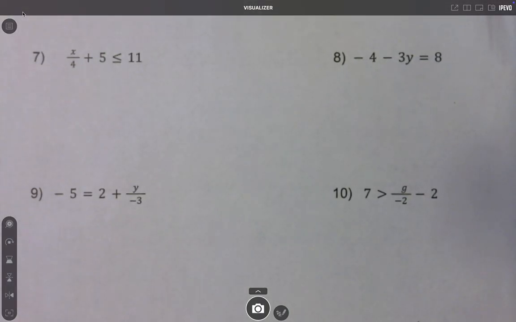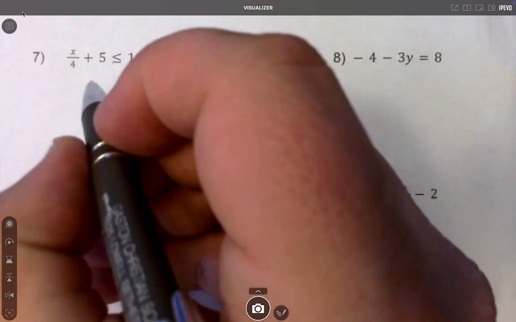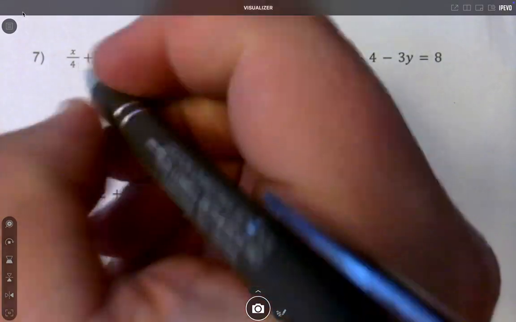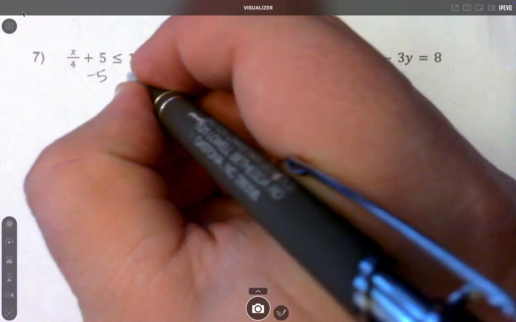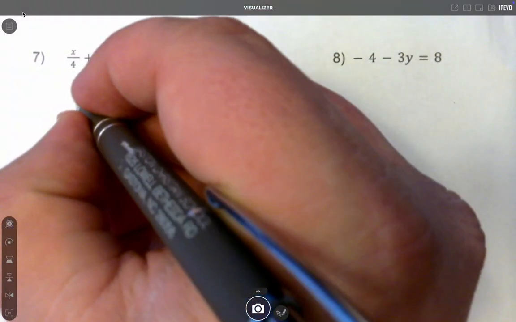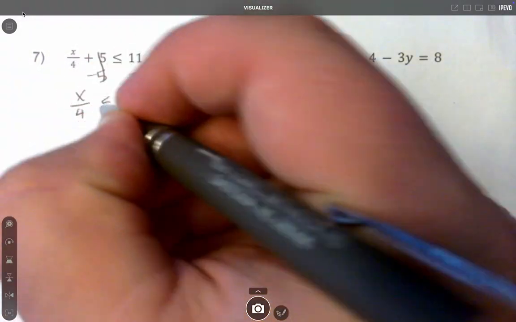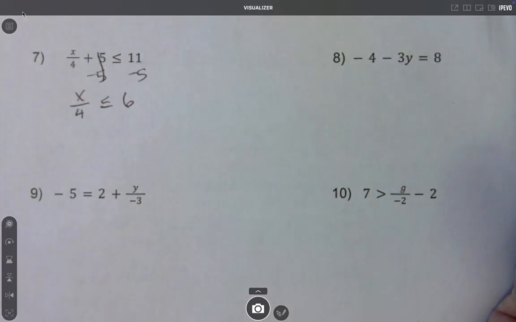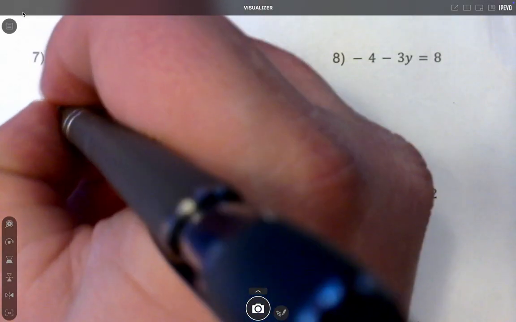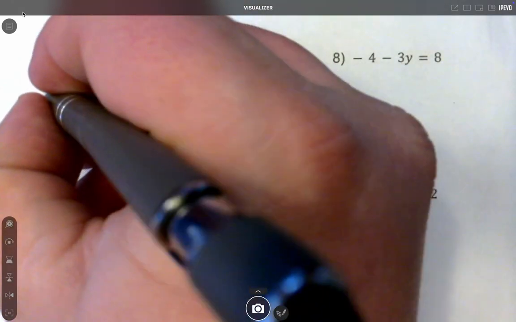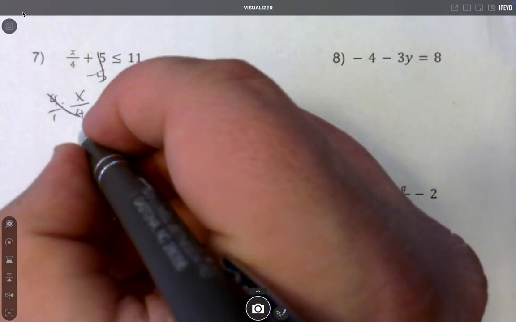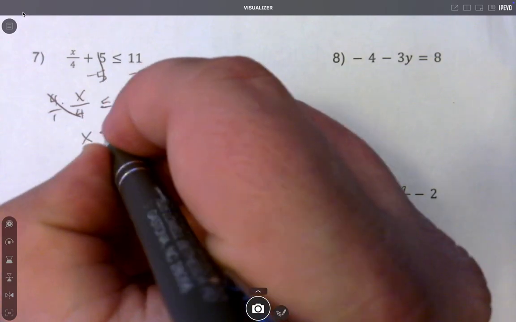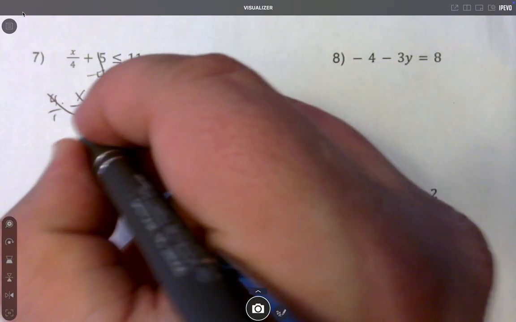Number 7. We've got to get rid of the 5 first. It's the constant. It's a plus 5, so we do the opposite and we subtract 5. And we have x divided by 4, so we do the opposite and we multiply both sides by 4. So the 4's cancel, 4 divided by 4 is 1. So we just have 1x is less than or equal to 24.